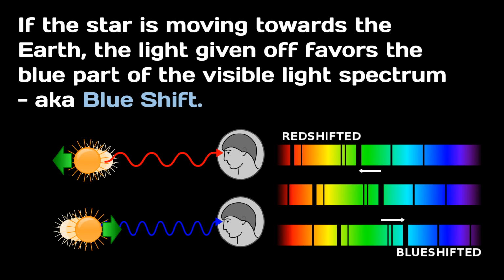So we have a diagram here showing you this. This gentleman here is viewing a star moving away, so the light is favoring the red part of the spectrum, and we call that redshifted. And this gentleman here is watching a star moving right towards him. Look out, sir. And because it's moving towards him, we have it as blue shifted.